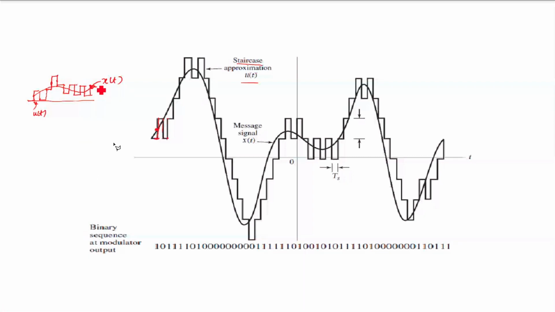Here the difference, something like this, will be increased by delta and so on, right? So you can see how the coding is done. If there is a rising pulse, or rising staircase, or the approximation is rising, the corresponding code will be 1. If there is a fall, here it will be coded as 0.